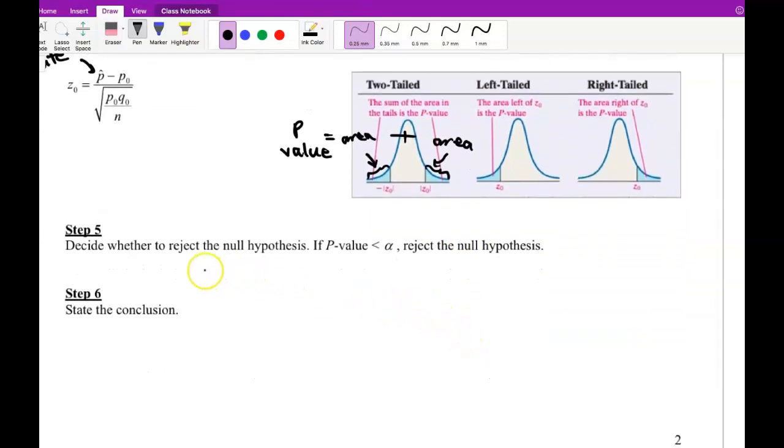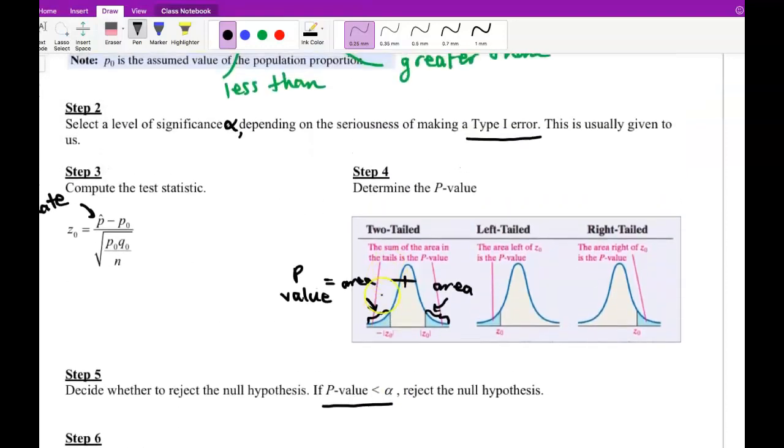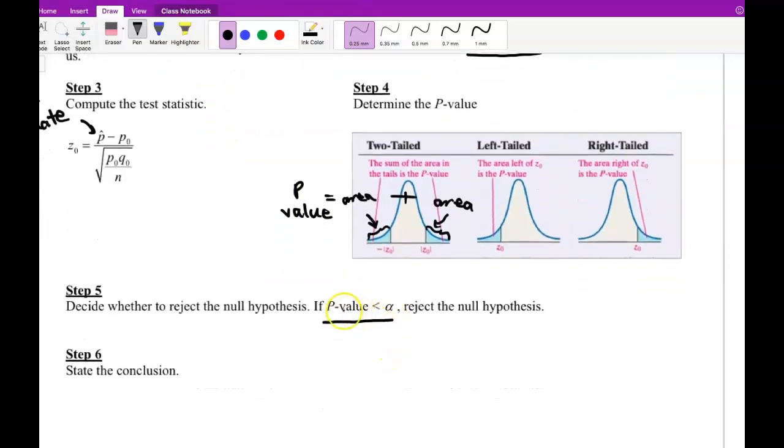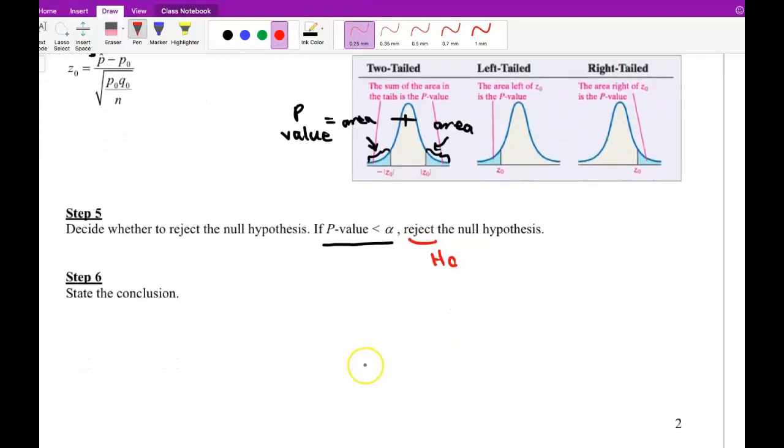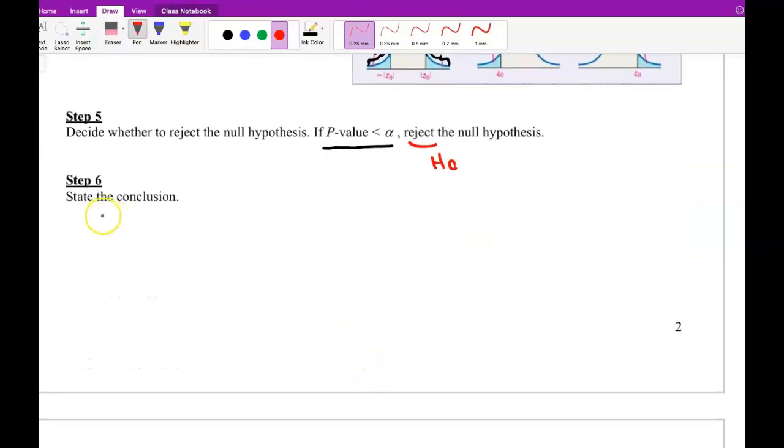Then step 5, decide whether to reject the null hypothesis. If this p-value is less than alpha, which was the significance from step 2, then we should reject the null hypothesis. So here we're going to reject H0. Then step 6, after you make your decision, state the conclusion.